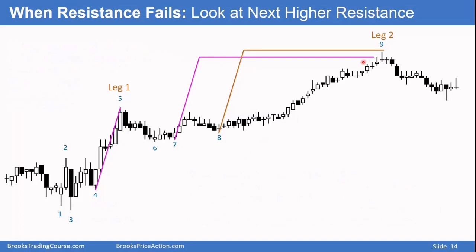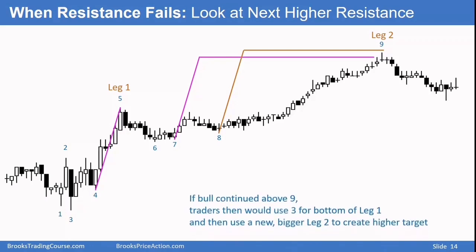If the bull trend continued above bar 9, bulls would then look for other ways to create resistance. So instead of using 7 or 8 for the start of the second leg, maybe 6 is the start of the second leg. For the start of the first leg, instead of here, maybe it's here. When the market ignores one target, traders then look for other possible targets.